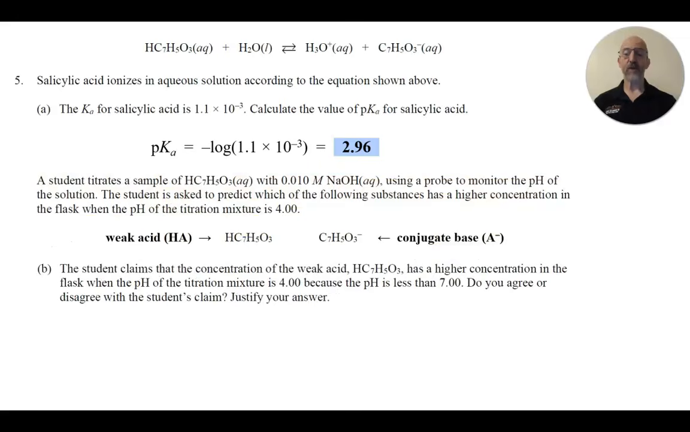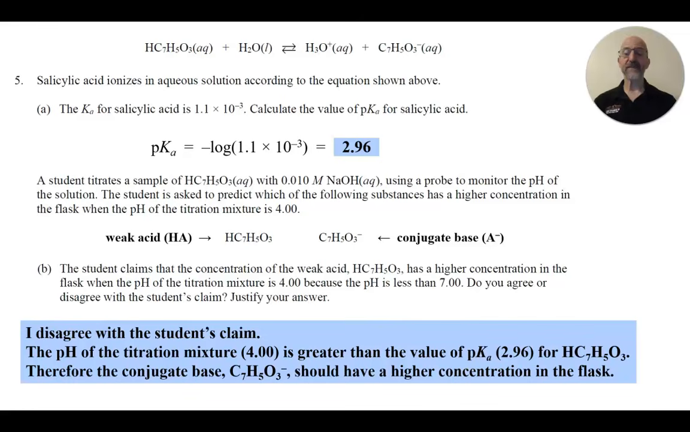So what I said for part B is the following. I disagree with the student's claim because the pH of the titration mixture, which is 4, is greater than the value of pKa, or 2.96, for salicylic acid. So therefore it is the conjugate base, the C7H5O3-, that should have a higher concentration in the flask.